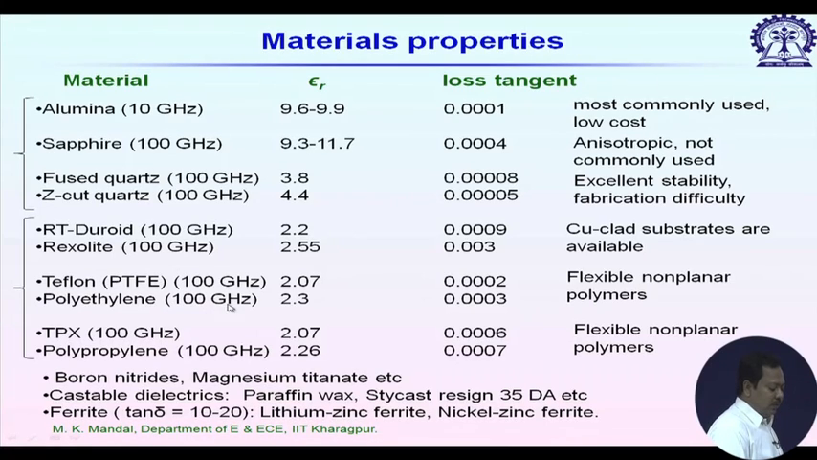Polythene has a dielectric constant of 2.3 and it's a polymer. We also have some others, TPX. TPX material is a flexible material, and polypropylene has a dielectric constant of 2.26, which is again another polymer. There are many more. Among these, if you ask which is the most popular material at millimeter wave frequencies, it is alumina, because its cost is very low.